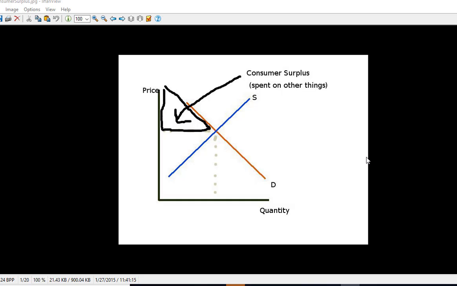Today we're going to talk about some efficiencies in the market. Now, we already discussed the concept of consumer surplus. That's when you, as an example, might have been willing to spend $3 on a cup of coffee, but the price was only $2. That leaves an extra dollar in your pocket that you can spend on something else.